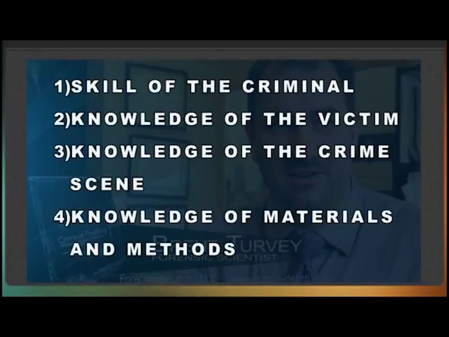These are skill of the criminal, knowledge of the victim, knowledge of the crime scene and knowledge of materials and methods. However, it was observed that although only 4 characteristics are relevant for determining a suspect, after which the person is located during the trial phase, there would be supplementary questions of forensic interest regarding the crime scene and about the criminal that may be of further value to the court.